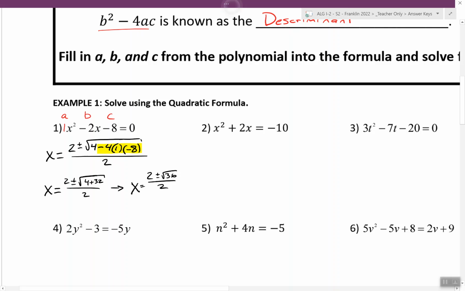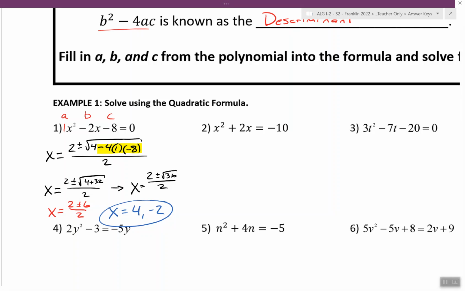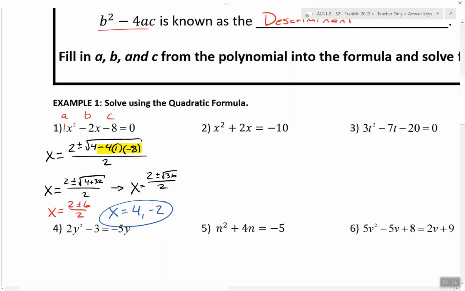The square root of 36 is 6. So x equals 2 plus or minus 6 divided by 2. And now we can just evaluate what those two numbers are. So x is going to equal 2 plus 6 is 8, and 8 divided by 2 is 4. And then 2 minus 6 is negative 4, divided by 2 is negative 2. So using this formula, we can find our two solutions. They won't always work out to be whole numbers like this, integers, but very frequently they will.